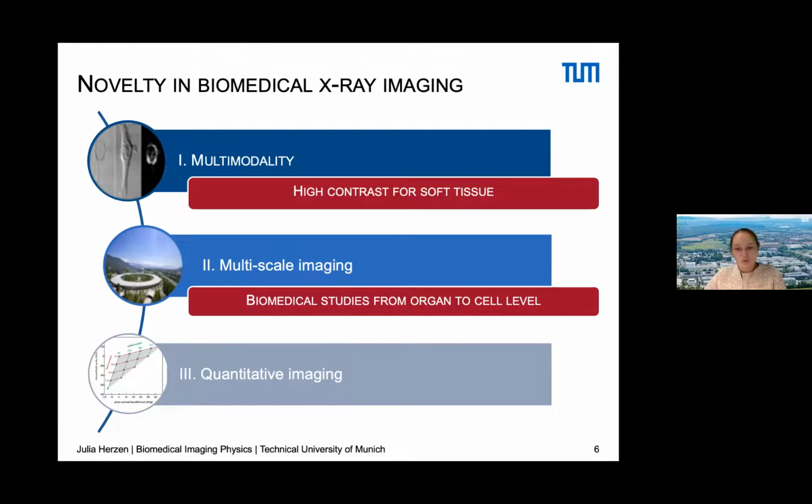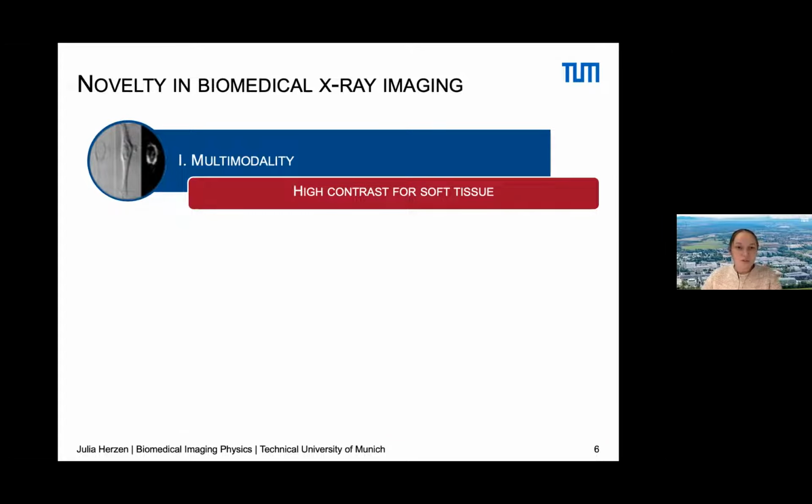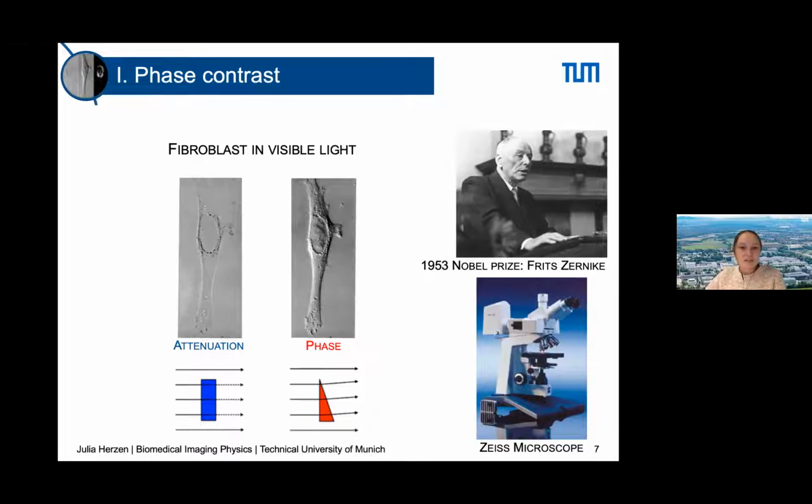That means going beyond just taking images, but increasing the accuracy and allowing for material decomposition. So without putting any assumptions on your specimen, you really can decompose the materials, and how you can use the aspects of X-ray physics for that. So let's start with the first, the multimodality. I will only talk of phase contrast here, not other possible signals like scattering. Let me explain what I mean with multimodality in terms of phase contrast.